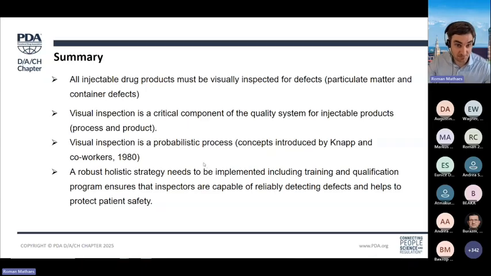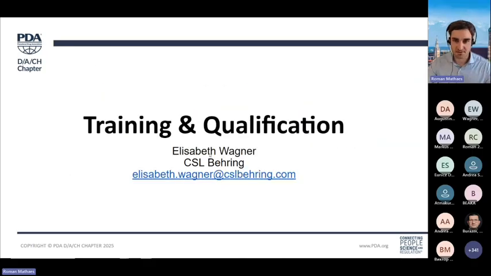All injectable drug products must be visually inspected. It's a regulatory requirement. It's a very critical component of the quality system. Visual inspection is a probabilistic process, so we need to define visibility of defects on a product-specific basis. This is extremely important for training and qualification test sets, but also for how to set up an automated visual inspection system, and a robust and holistic strategy needs to be implemented. And with this, I want to hand over to Elizabeth.